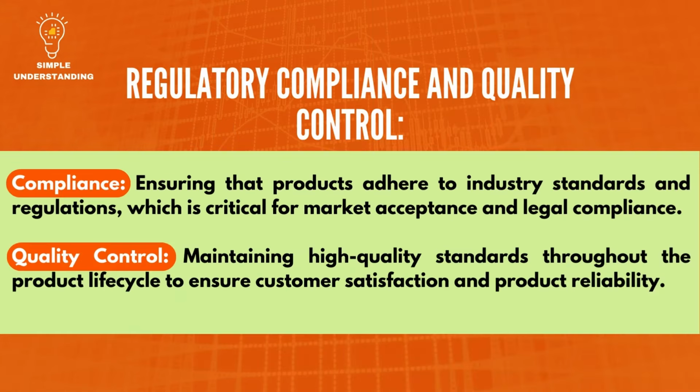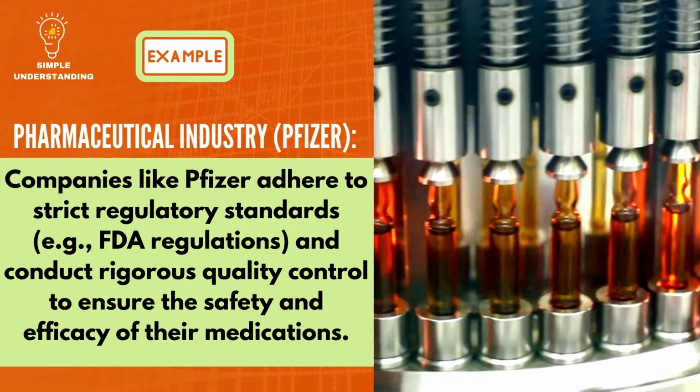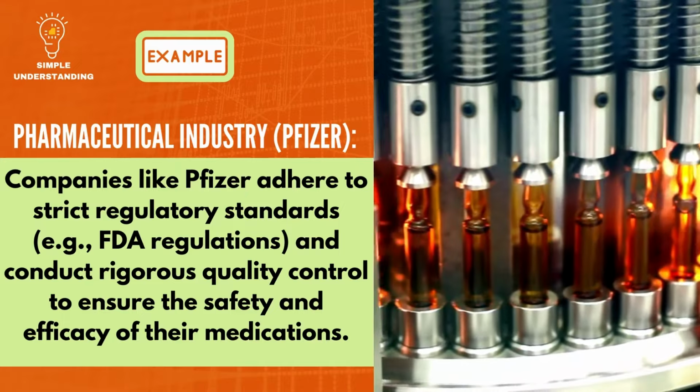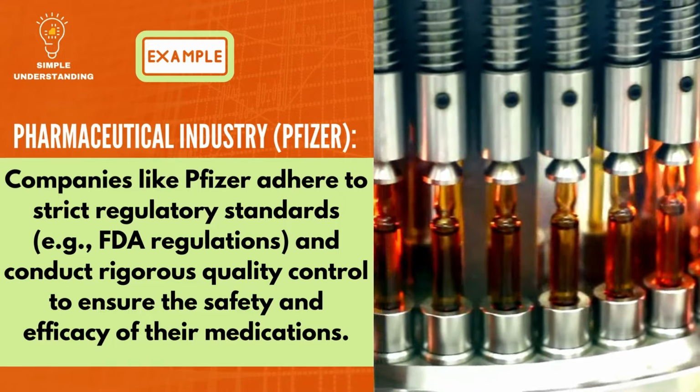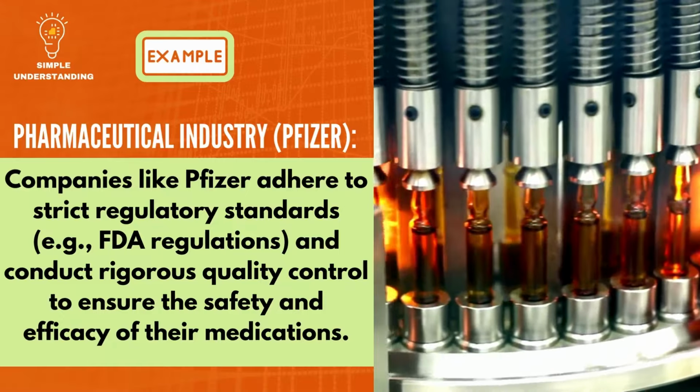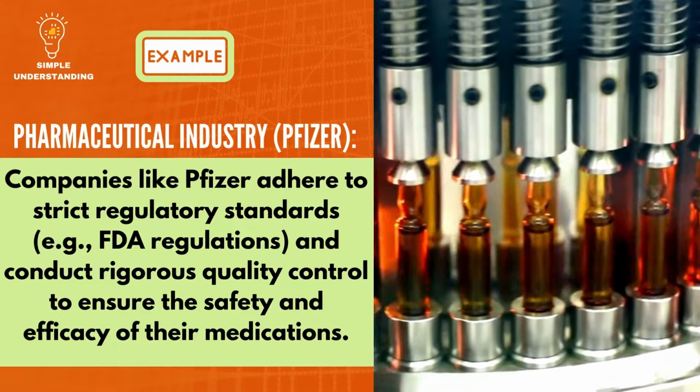5. Regulatory compliance and quality control. Compliance, ensuring that products adhere to industry standards and regulations, which is critical for market acceptance and legal compliance. Quality control, maintaining high-quality standards throughout the product lifecycle to ensure customer satisfaction and product reliability. Example: pharmaceutical industry. Companies like Pfizer adhere to strict regulatory standards, e.g., FDA regulations, and conduct rigorous quality control to ensure the safety and efficacy of their medications.